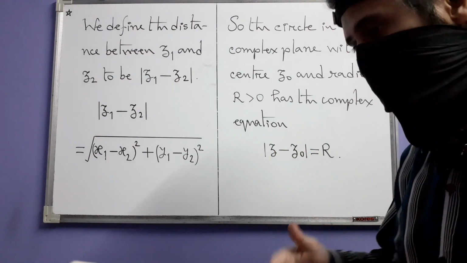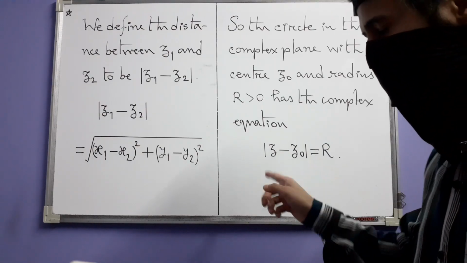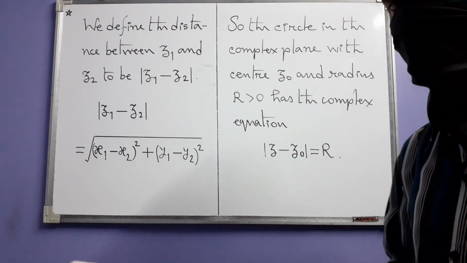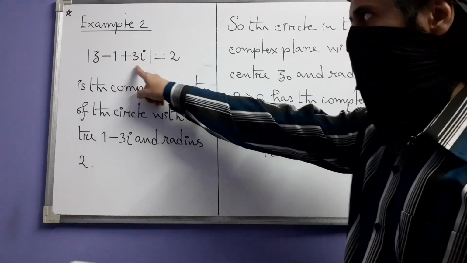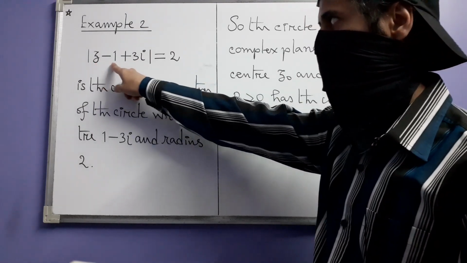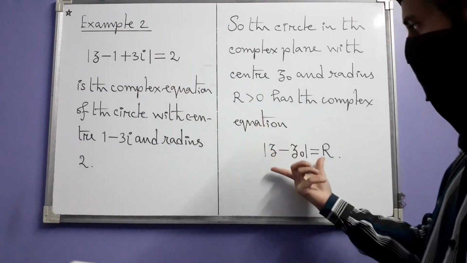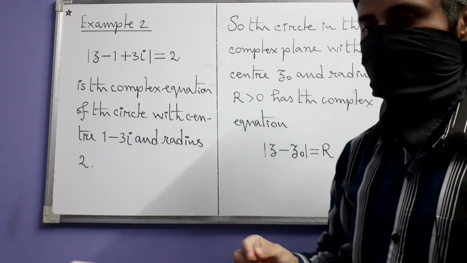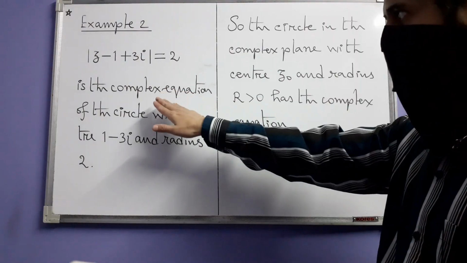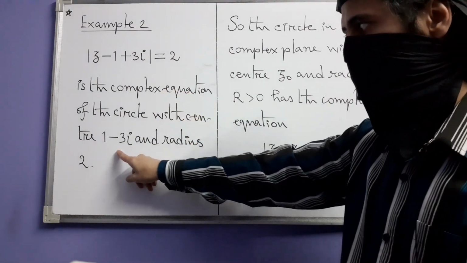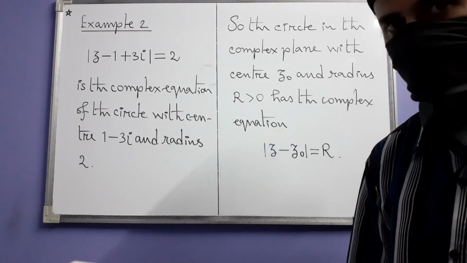Here Z is a variable complex number, a complex variable. Just like we have real variables, this is a complex variable which changes and takes on different complex number values. For example, you consider this equation. The modulus of Z minus 1 plus 3i is equal to 2. If you express this in this form, then it will be the modulus of Z minus (1 minus 3i) is equal to 2. So this is the complex equation of the circle whose center is at this complex number 1 minus 3i and whose radius is the positive real number 2.